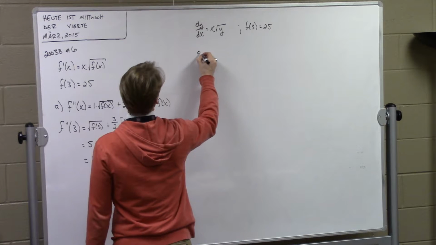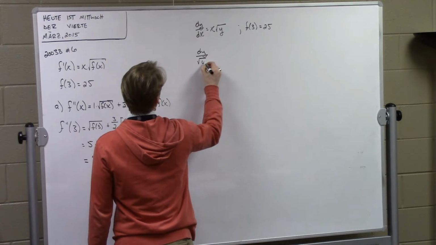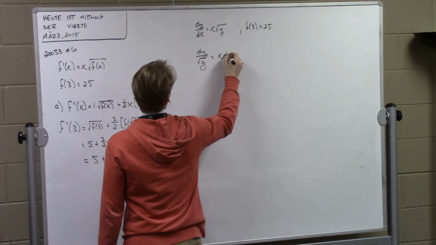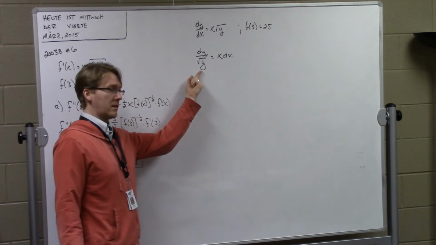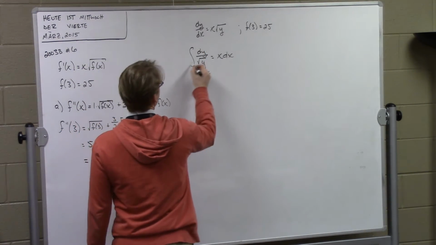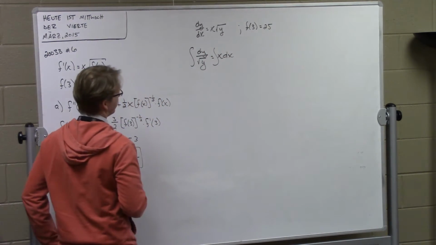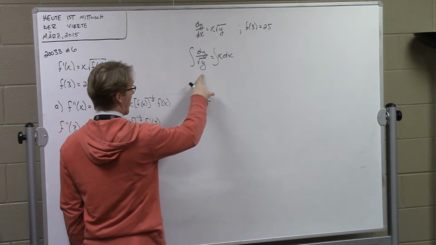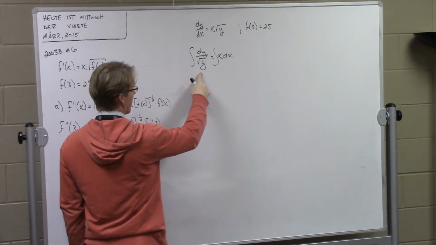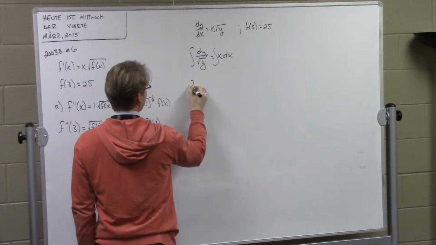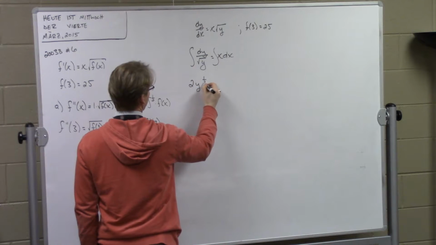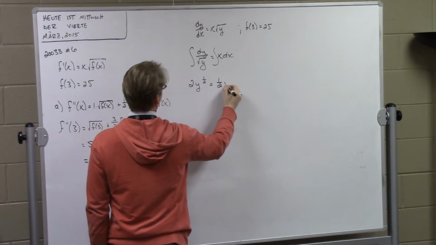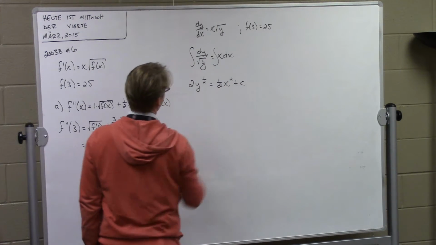We've got dy over square root of y equals x dx. Again, not natural log. Antiderivative. That is y to the negative 1/2, so raise the power, we get a half, so this is going to be 2y to the 1/2 equal to 1/2 x squared plus c.